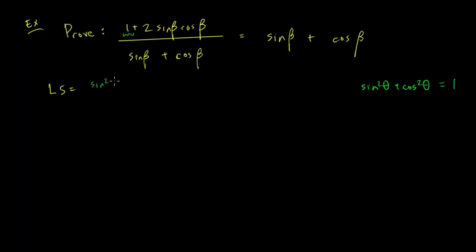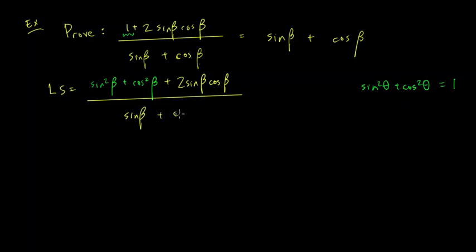Sine squared. We'll use beta, because the angle given is beta. Two sine beta cos beta. Sine beta plus cos beta. Okay, now what? Does that improve the situation?